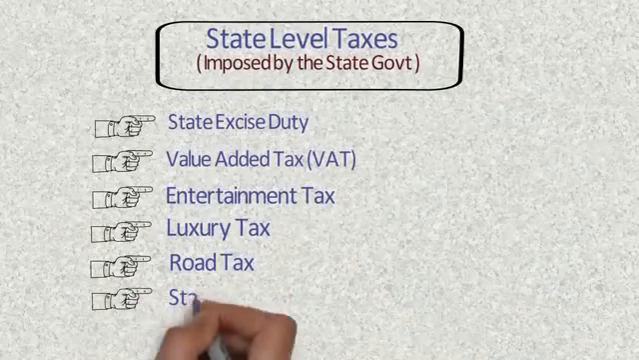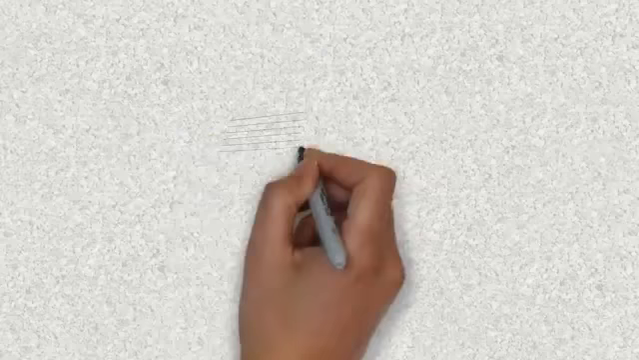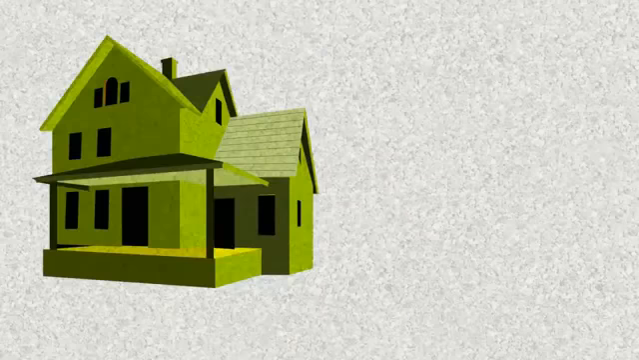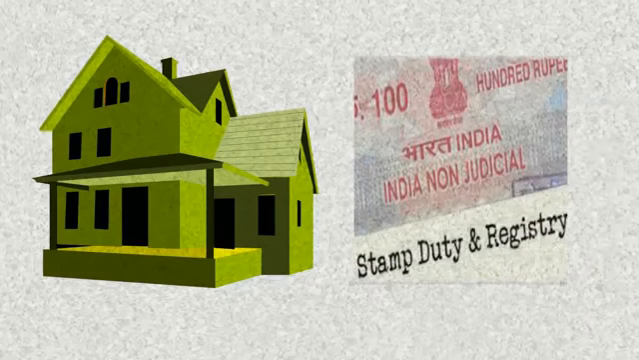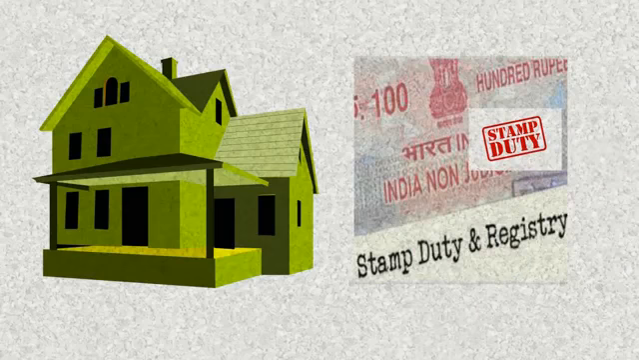Stamp duty. Buying a property is full of hidden costs. Other than the purchase price, stamp duty is one of the major costs which you need to consider before setting your budget for buying a house. Once you have bought the house, you will need to pay stamp duty and registration cost to the state, which will make you the legal owner of the house. This cost varies across states. The approximate rates are 3 to 5%.